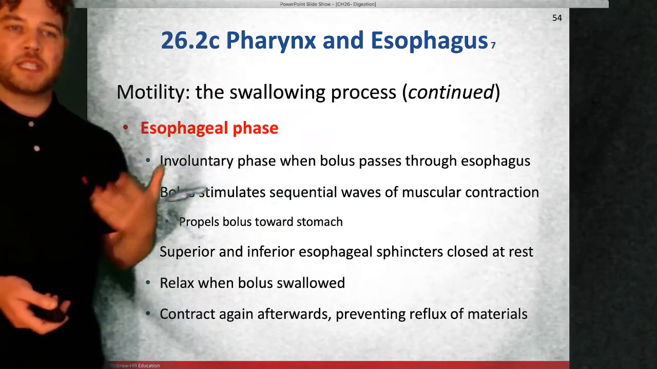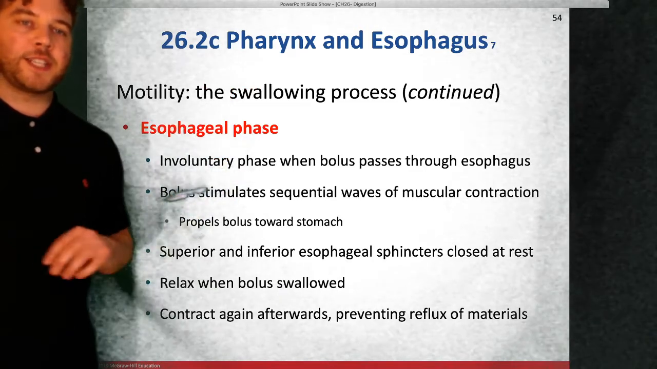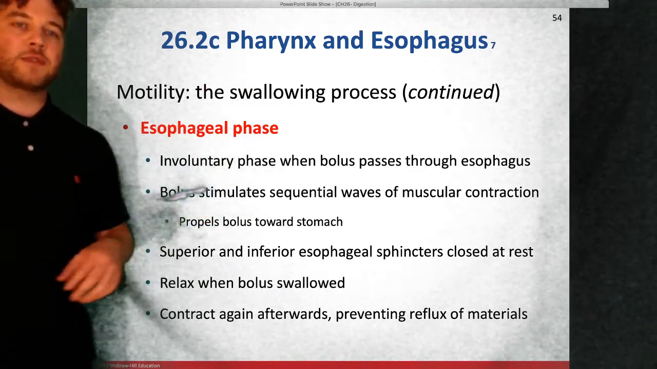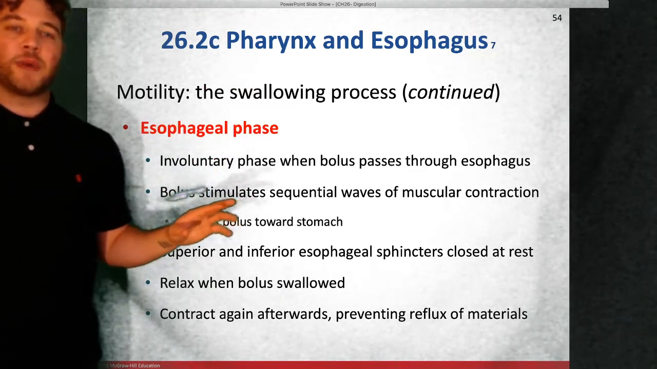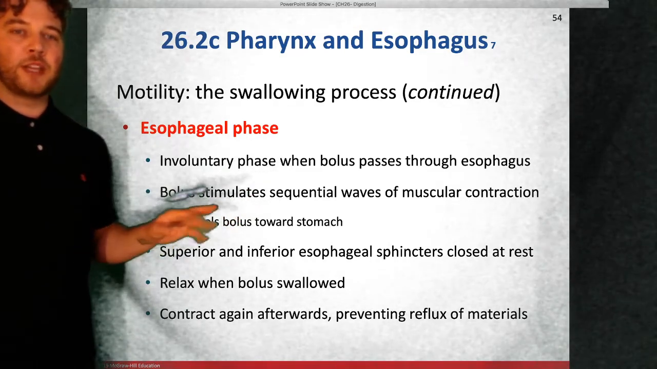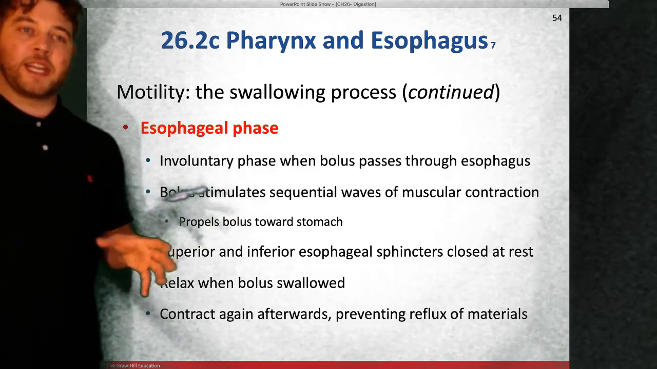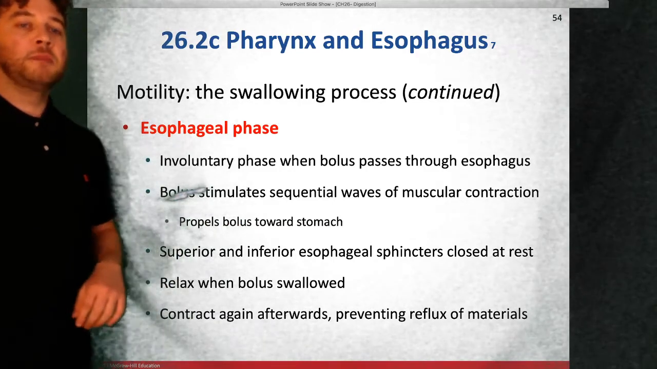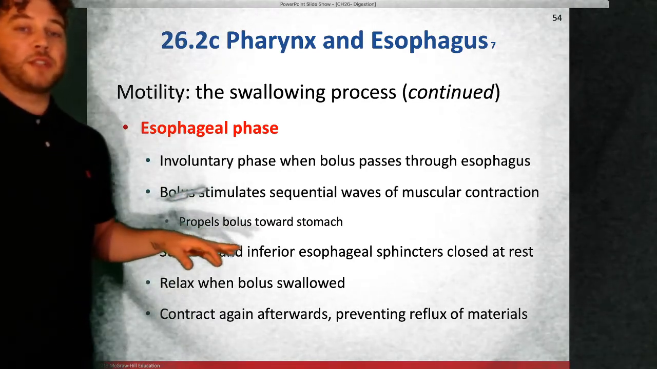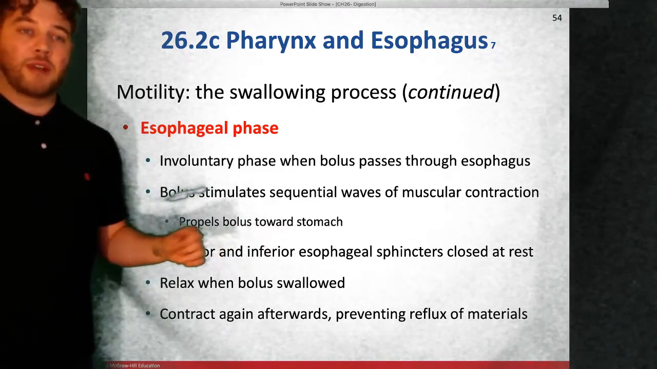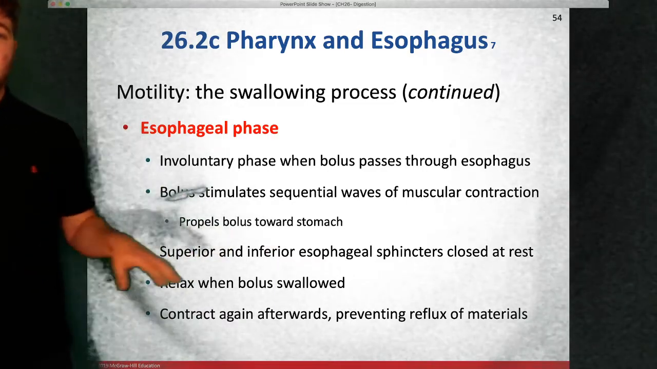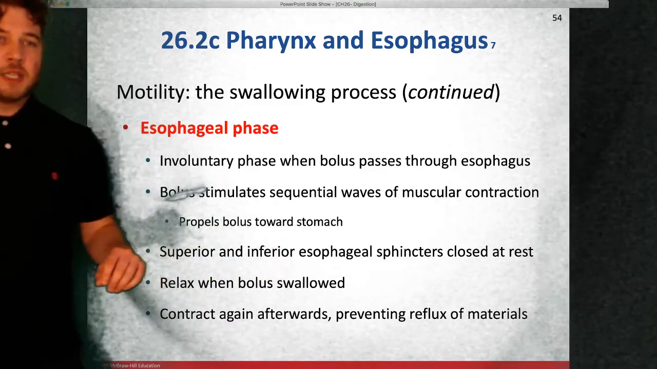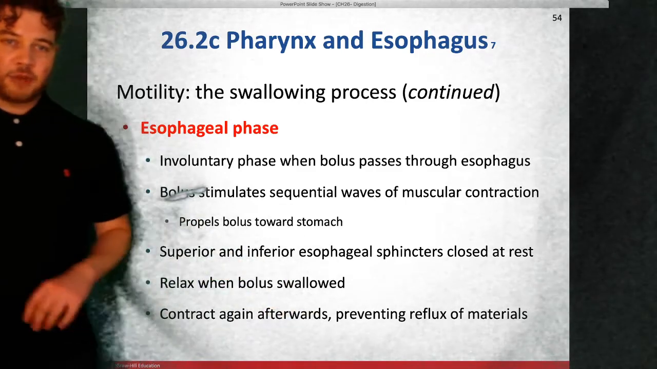Then you go into your esophageal phase. This is again an involuntary phase when the bolus passes through the esophagus. The bolus stimulates sequential waves of muscular contraction, propelling it towards the stomach. It's basically stimulating baroreceptors that push it in the right direction. The superior and inferior esophageal sphincters are closed at rest, and then they relax when the bolus starts to swallow, contracting again, preventing reflux of materials.